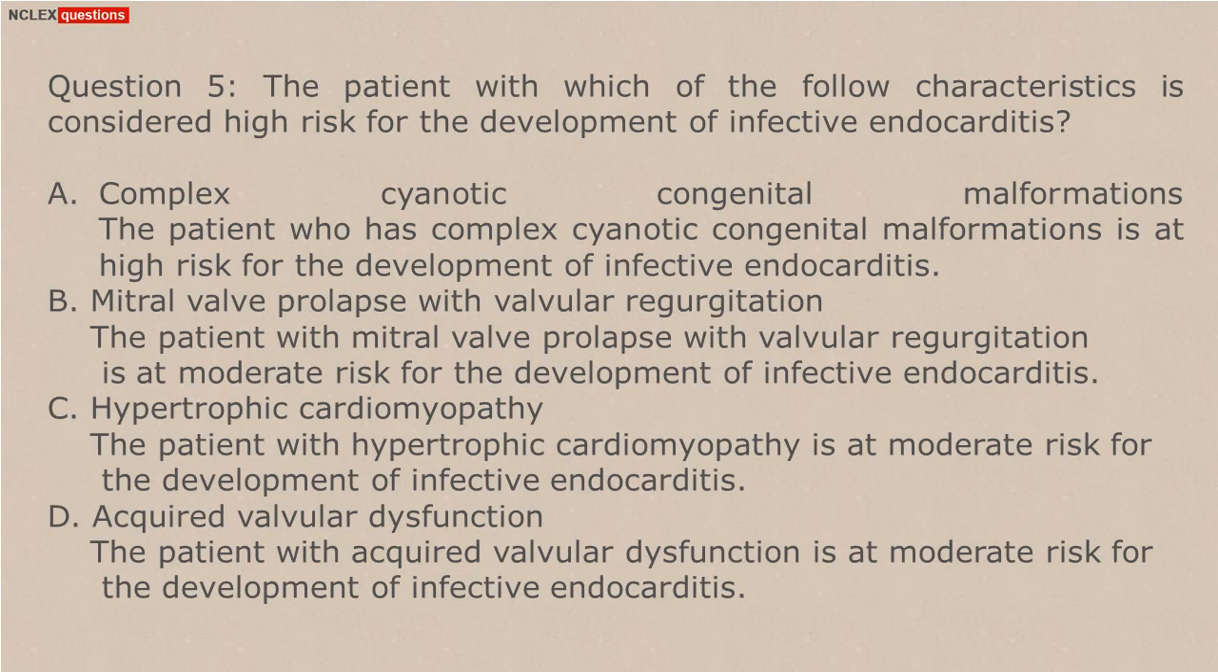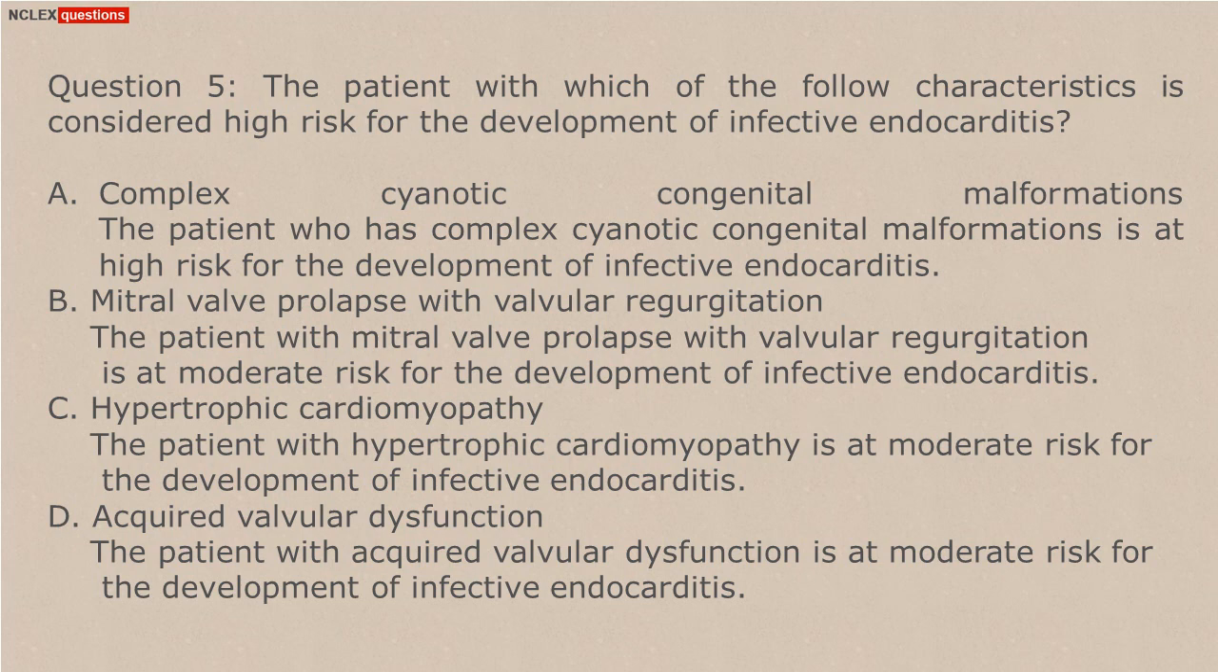Question 5. The patient with which of the following characteristics is considered high risk for the development of infective endocarditis? A. Complex cyanotic congenital malformations. The patient who has complex cyanotic congenital malformations is at high risk for the development of infective endocarditis. B. Mitral valve prolapse with valvular regurgitation.